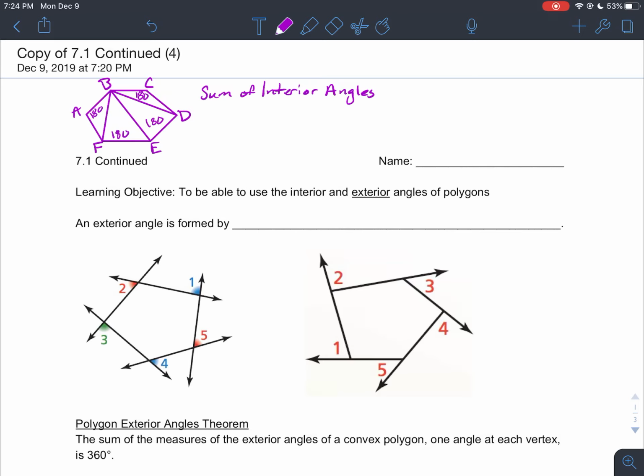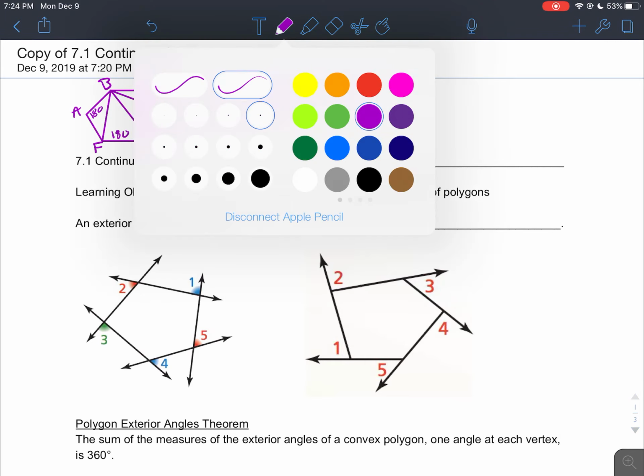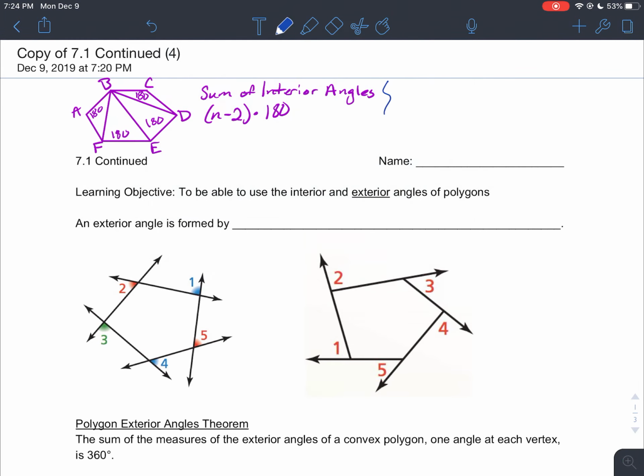We said n minus 2 times 180. N minus 2 being the number of triangles that it could be divided into, times 180 to get the total number of degrees. Okay, in a regular polygon, remember yesterday we said that in a regular polygon, all the sides are the same and all the angles are the same.